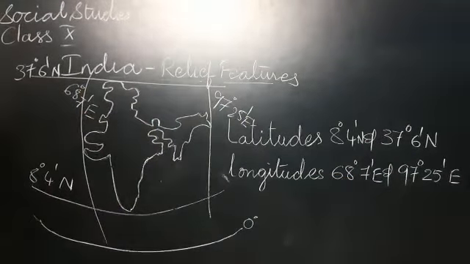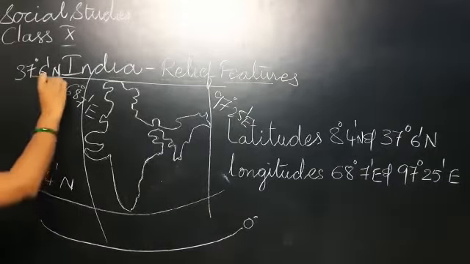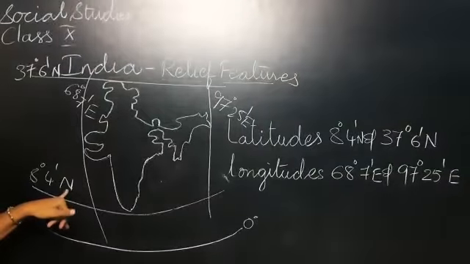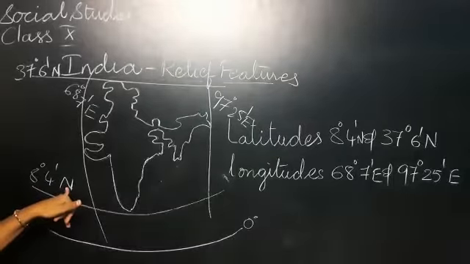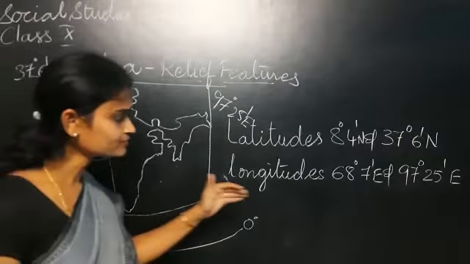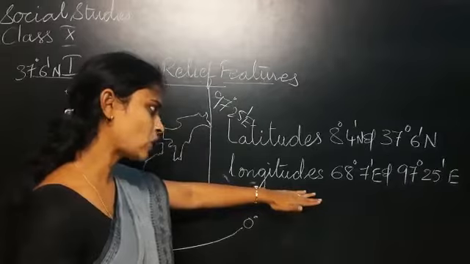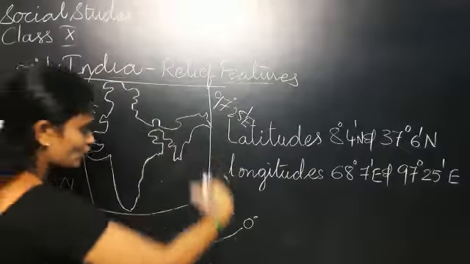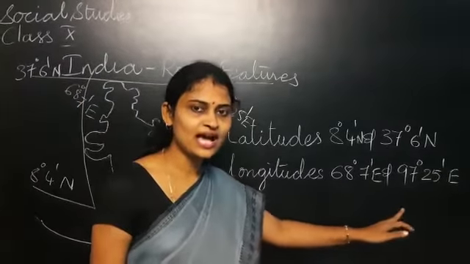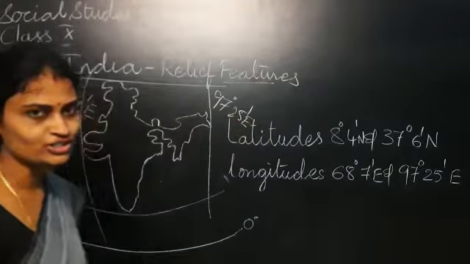Important for mapping skills and also for bit paper point of view. Have to mention the directions and where it is located, in the south or north. In this way you have to mention. That is in the northern hemisphere, so have to write N. N indicates north. And let us see again, in between which longitudes India is located. 68 degrees 7 minutes east and 97 degrees 25 minutes east longitude.